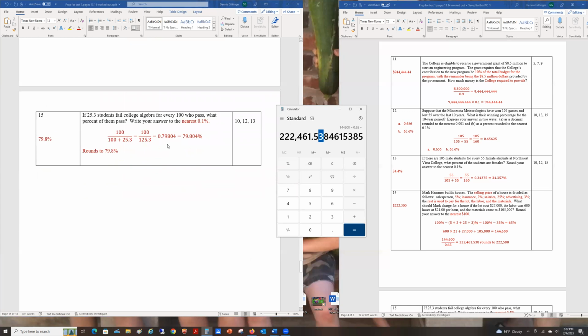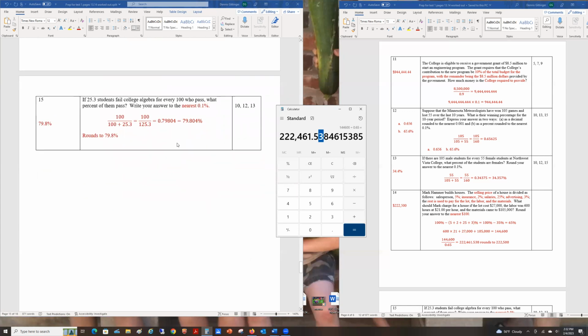15 is another one of those where you have 2 categories, pass and fail. Now, you can't have 0.3 students. You have 25 or 26, but 25.3 students doesn't make any difference. But suppose there were 253, multiply that by 10, 253 students for every 1,000 who pass, well, then that sort of makes sense. But this is just the ratio.